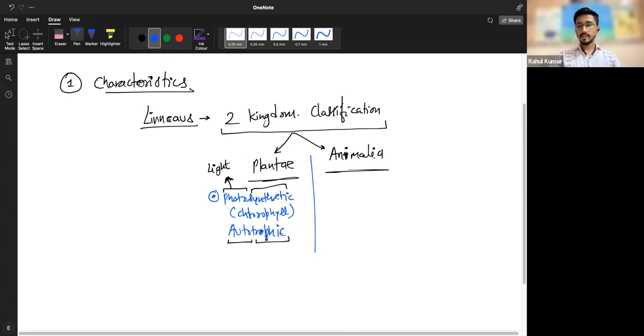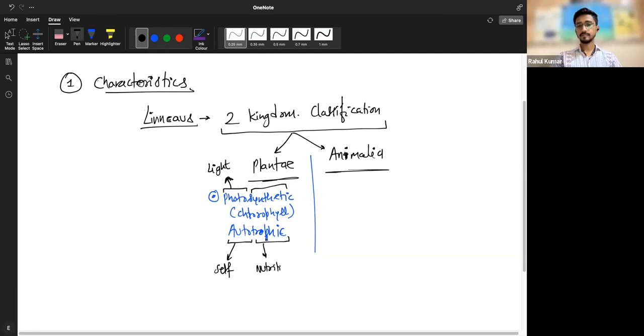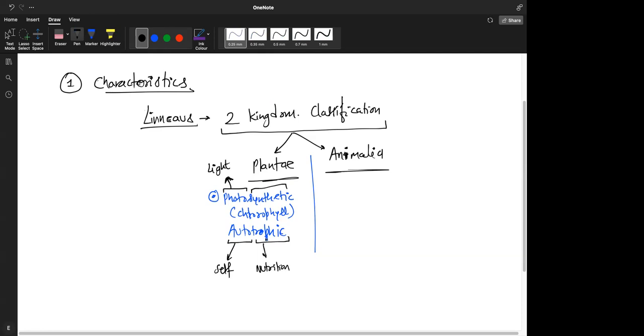And those organisms which do photosynthesis are called autotrophic, because the word auto means, now you know, self, and the word trophic means nutrition. So they derive their self nutrition.